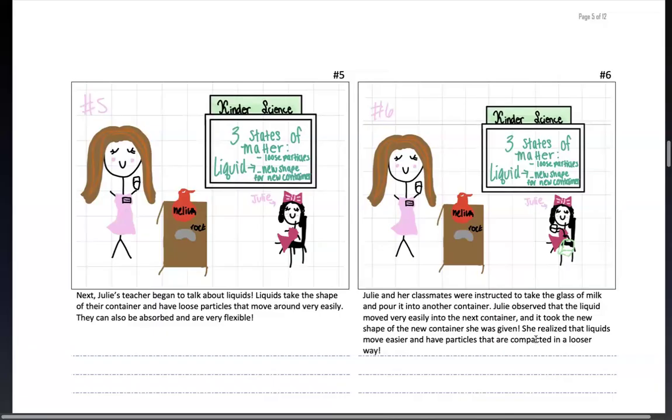Julie and her classmates were instructed to take the glass of milk and pour it into another container. Julie observed that the liquid moved very easily into the next container, and it took the new shape of the new container she was given. She realized that liquids move easier and have particles that are compacted in a looser way.